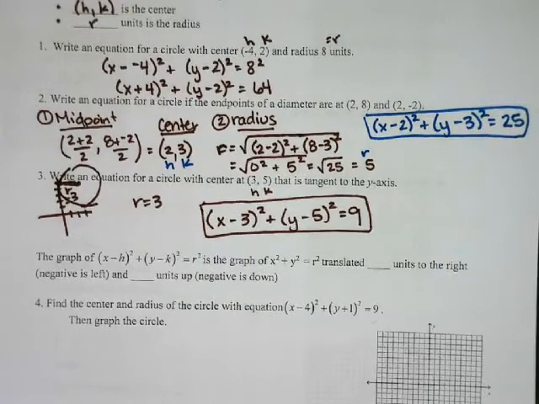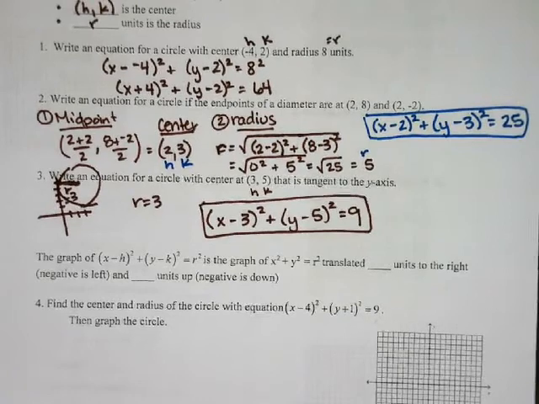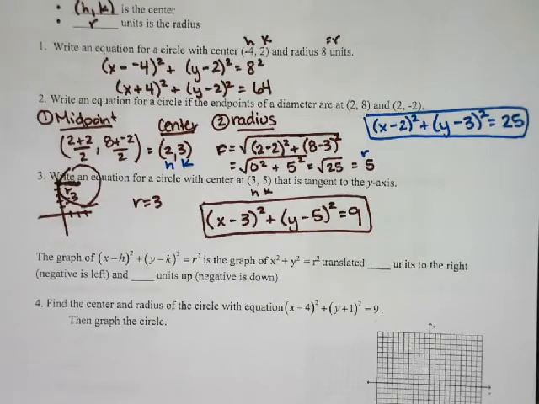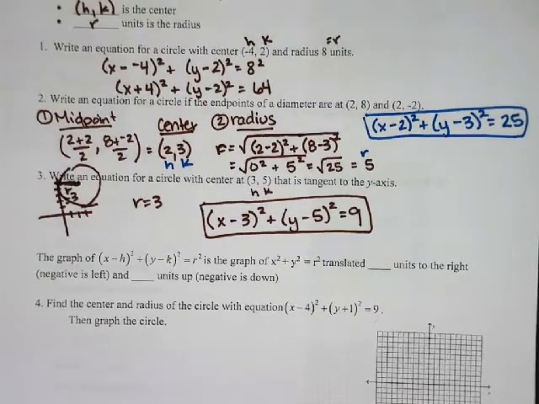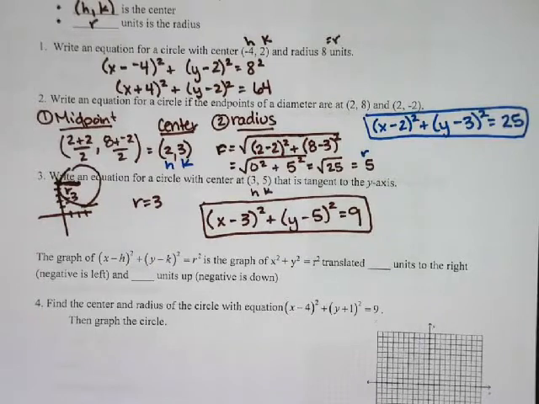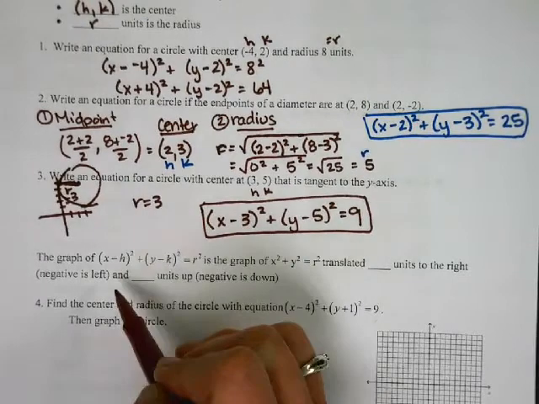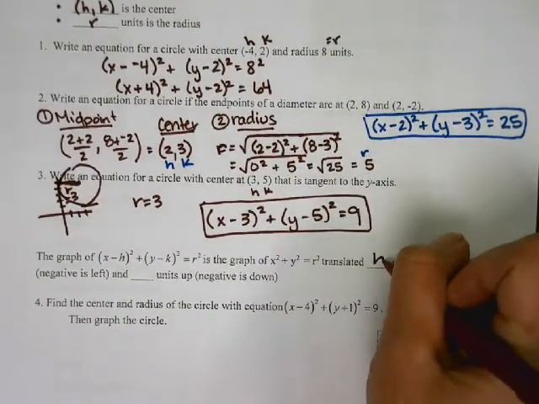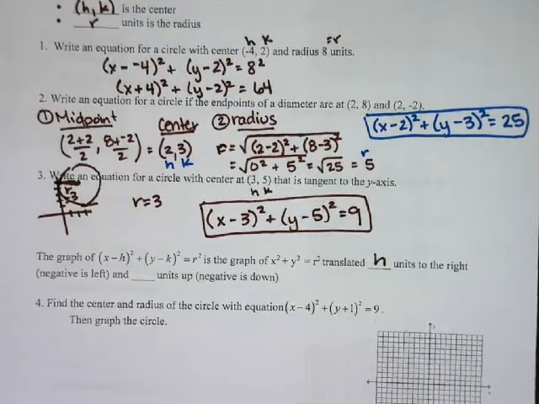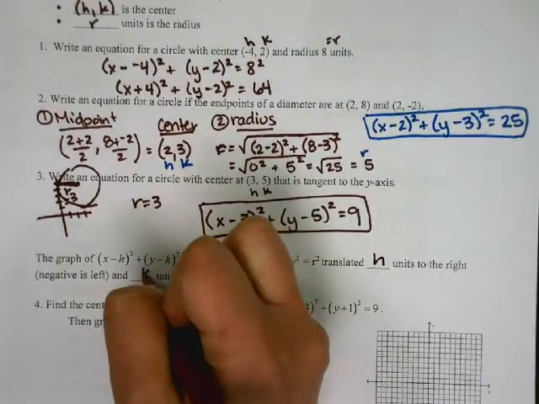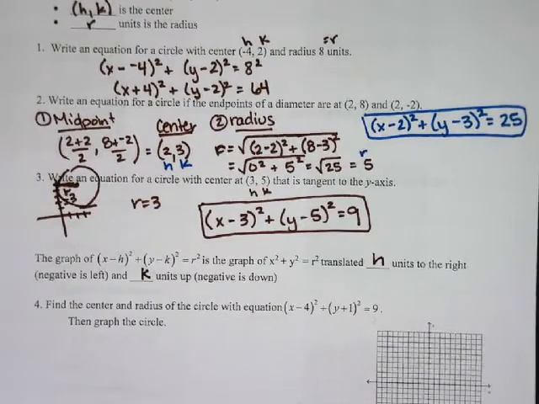Okay, so that's writing equations, giving the center and the radius or some sort of information so we can find the center and the radius. There in the middle it says the graph of (x − h)² + (y − k)² = r² is the graph of x² + y² = r². It's just translated. Remember, the parent function is the one that's centered at the origin. So if the center is at (0, 0), we call that the parent function. So all this is saying is that my h value moves my graph to the right and to the left, and my k value moves my graph up and down. That's all that's saying.